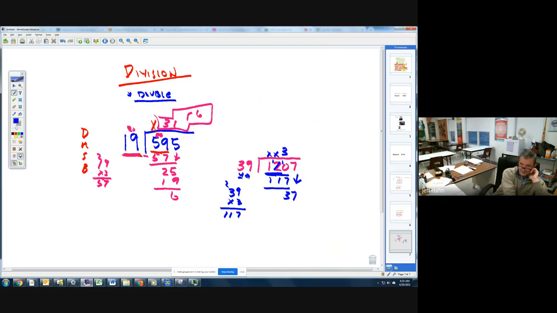How many times? Now here's where you have to be careful. How many times will 39 go into 37? Well, it won't, but I did bring down a number, so I have to fill in that spot right there. I get 0, so I am going to get a remainder of 37. Can I have a remainder of 37? Certainly. Why? Because it is less than 39. It's a big remainder, but it is acceptable. So I get remainder 37.